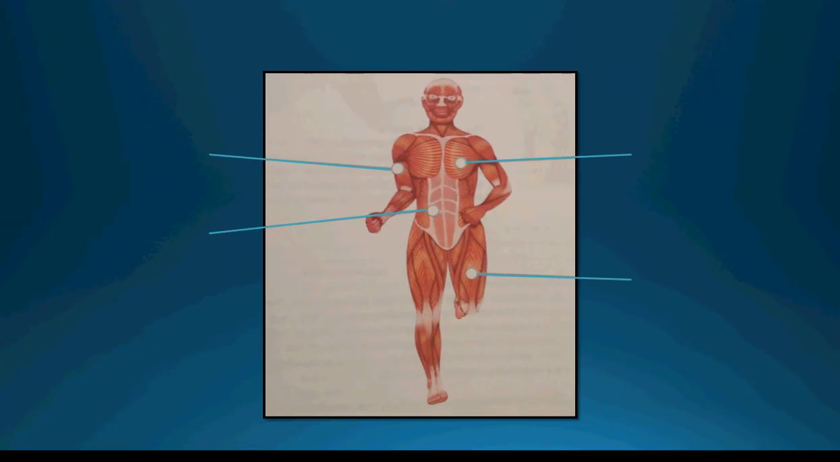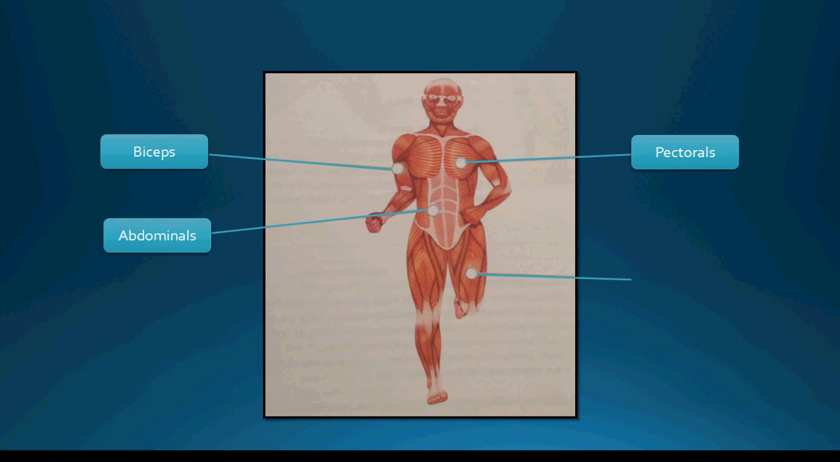And then when we have a look at the front of our body, we've got our pectorals, our biceps, our abdominals, and our quadriceps.